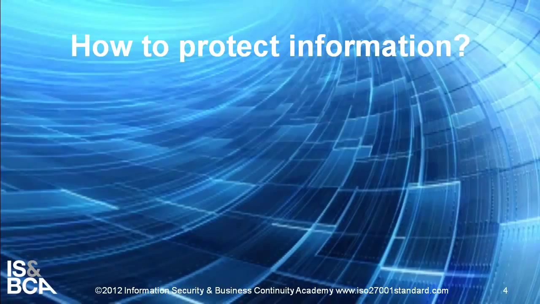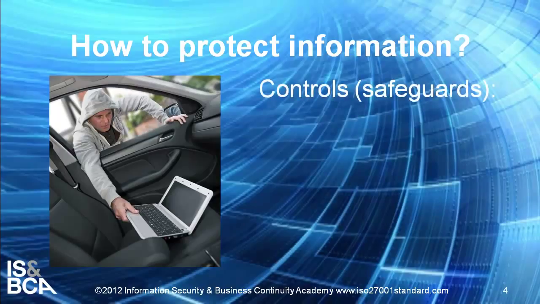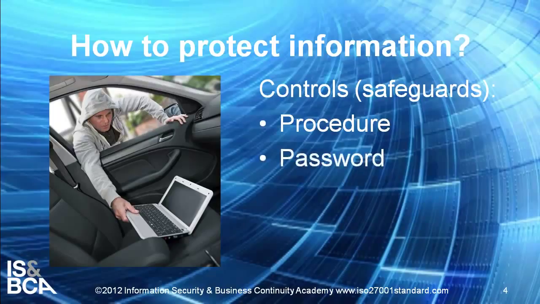So let's say you leave your laptop frequently in your car. So chances are, sooner or later, this will happen. I mean, it will get stolen. So what can you do to decrease the risk to your information? So you have to apply some controls or safeguards. So first of all, you can write a procedure which defines that you cannot leave the laptop in your car. Also, you can protect your laptop with a password. So if it gets stolen, it will be more difficult for someone to access your information.